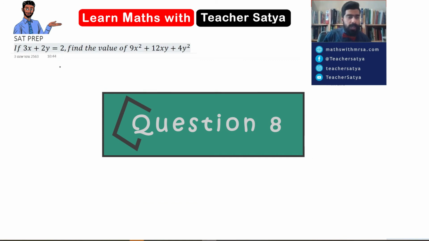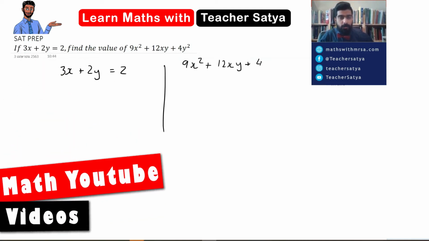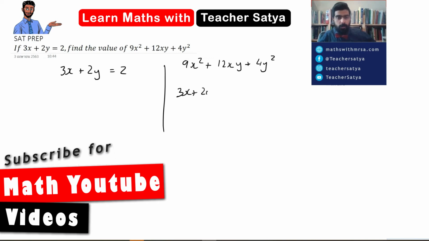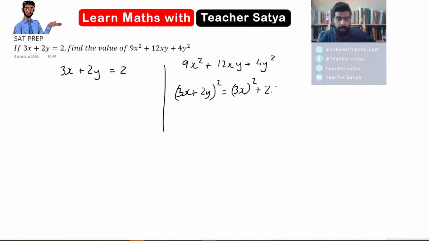So here we go. We have 3x plus 2y is equal to 2, and they're telling us to find 9x squared plus 12xy plus 4y squared. Now we're going to try and see which algebraic identity we can use. So if we take a look at it, let us try this out. What is 3x plus 2y whole squared? So what do we have? We would have a squared plus 2 times a times b plus b squared. Right, guys?